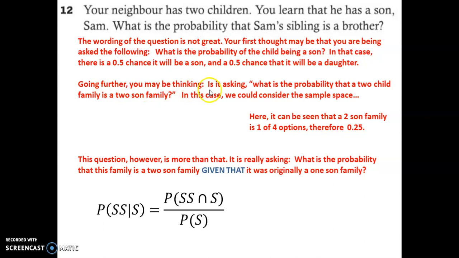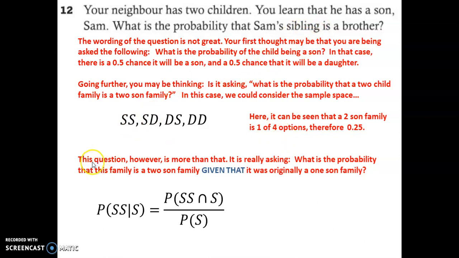So going further, you may be thinking, is it asking what is the probability that a 2-child family is a 2-son family? In that case, we would consider the sample space. Here are all the possibilities: the family had a son-son, or a son-daughter, or a daughter-son, or a daughter-daughter. So a 2-son family, which is right here, son-son, is one of 4 options, therefore 25%. So that seems maybe like the answer it's looking for. Like, what's the chance Sam also has a brother? Well, that's 1 out of 4 possibilities for his family, so a 1 in 4 chance that Sam and his brother are the 2 kids in the family. But that's also not what it's asking.